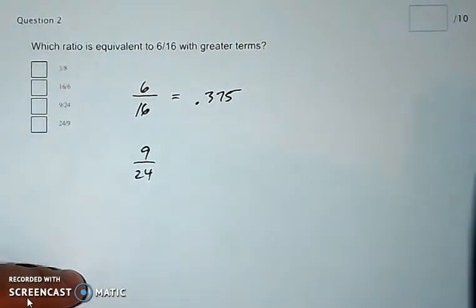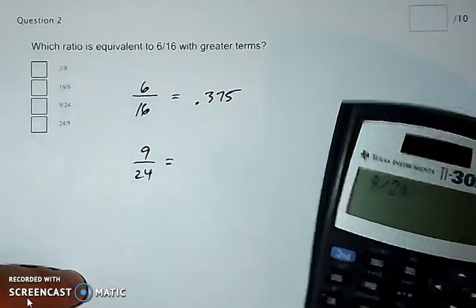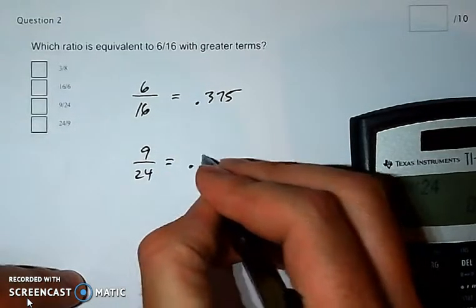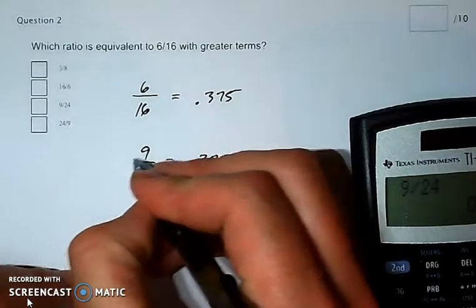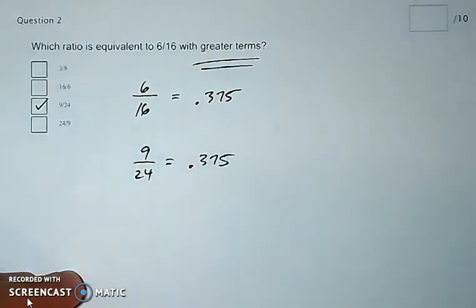And if you do that, you'll find that 9 over 24, when you divide that in your calculator, 9 divided by 24, ends up giving you the same exact decimal. And 9 over 24 has greater terms, right? So that's our best answer.